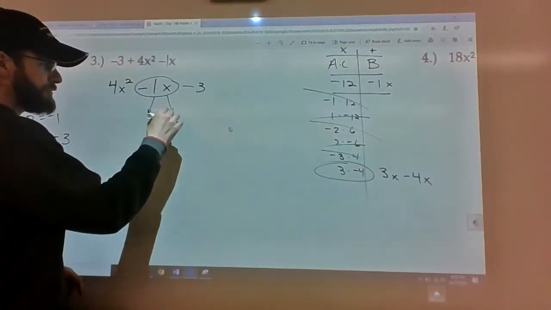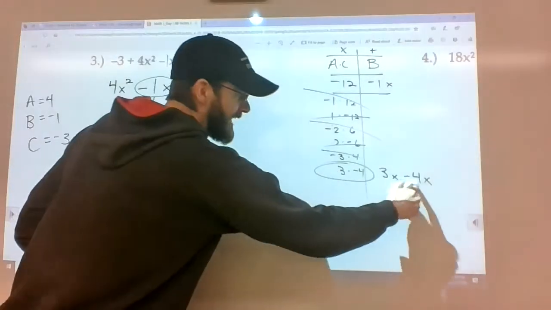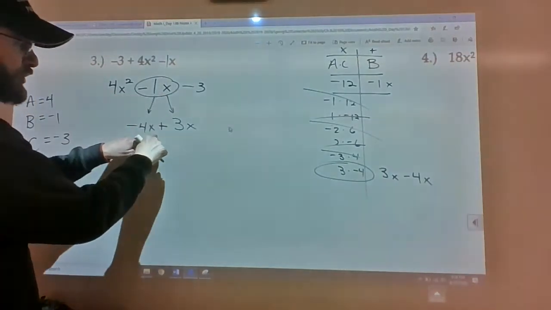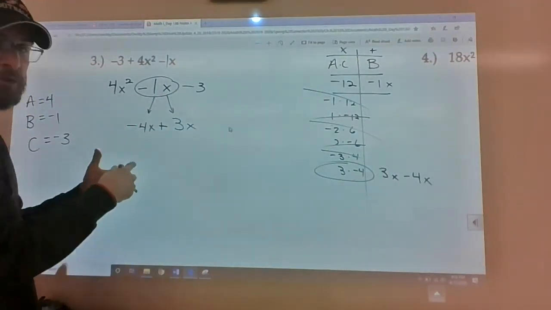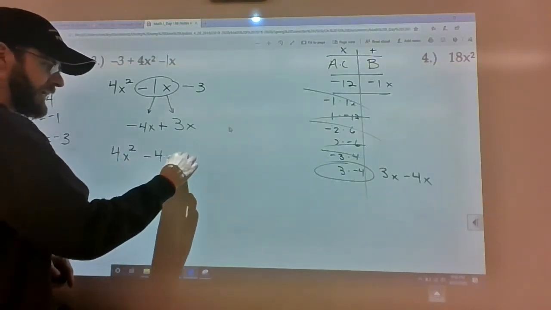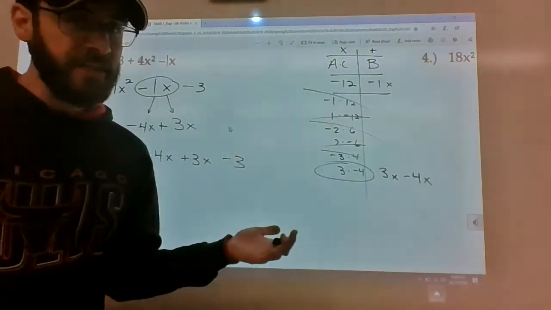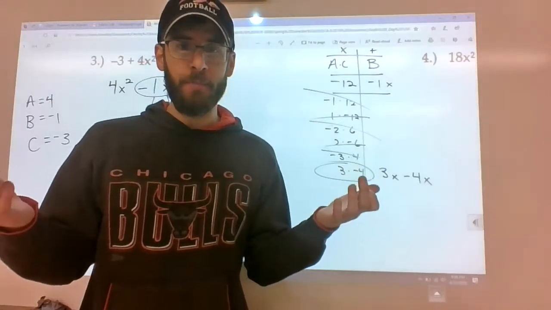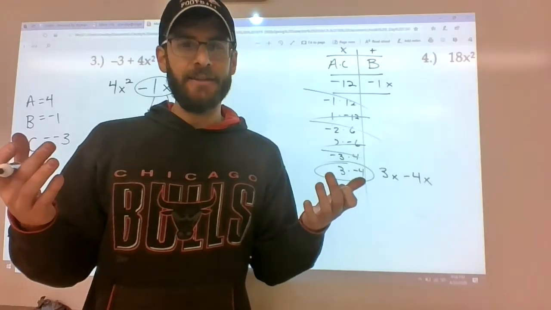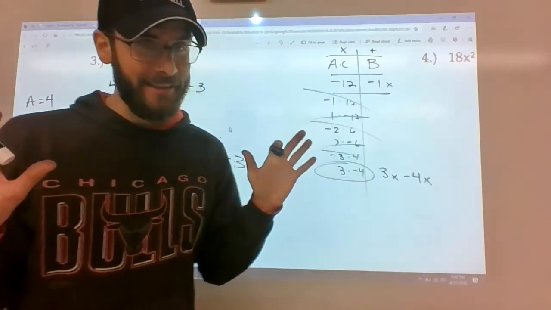So 3x goes here, and it's positive 3x. Negative 4x will go here. I'm splitting the middle up into these two, which then creates a 4-term polynomial. 4x squared minus 4x plus 3x minus 3. And once you get to that point, factoring by grouping, your muscle memory takes over. You've been doing factoring by grouping for a while, yeah? Okay, let it take over.